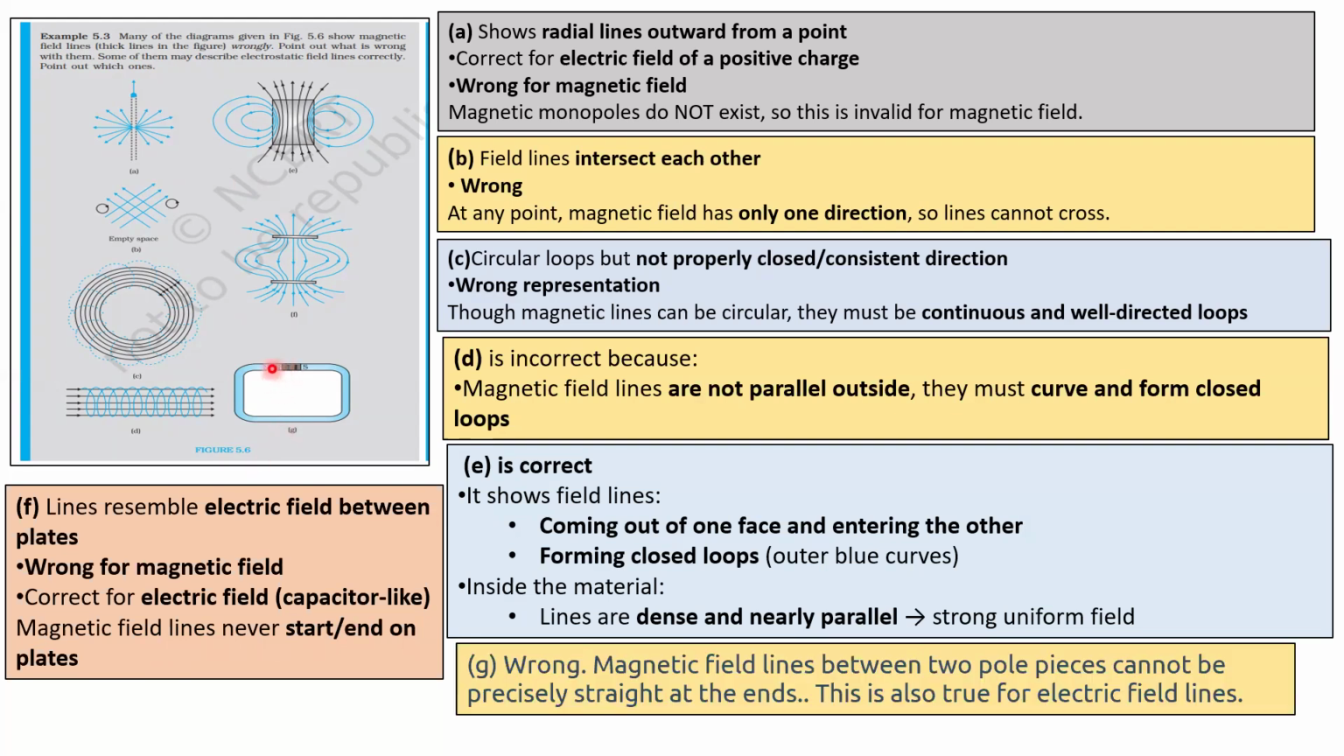Here, field lines with N and S are represented. They are coming out from the north and joining the south. But why is it wrong? Magnetic field lines between pole pieces cannot be precisely straight, but here they are precisely straight. So it is not possible. So it is wrong for magnetic field lines, but it may be correct for electric field lines.